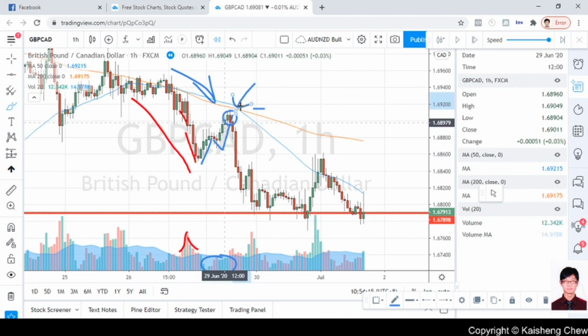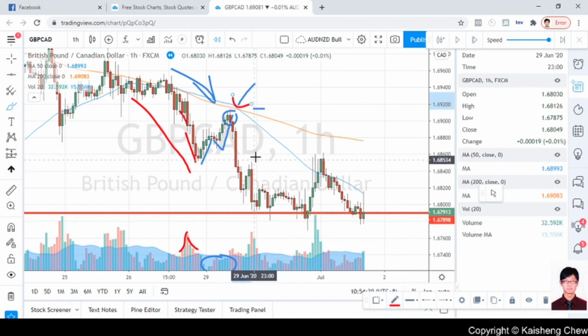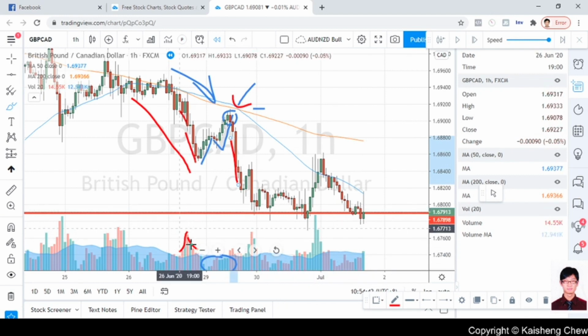If you want to spot this area, you can go down to the smaller time frame to spot where your entry is. Go down to 15 minutes. Again, now the price is moving back down. You can see the volume now moving down, although it's above the average, but slightly lower compared to the previous one.